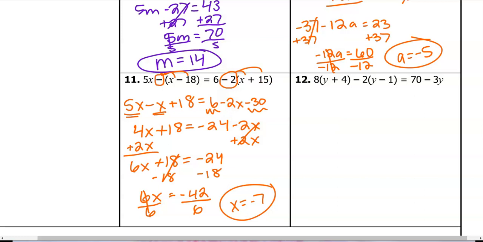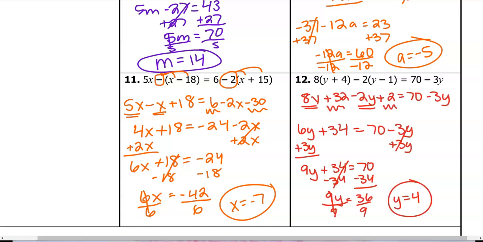Yep, I'm going to throw you into the wolves. Yep, you're doing number 12. You can do it. Lots of stuff going on. I believe in you. You do number 12. All right, for 12, you should get y equals 4. Y equals 4 for that last one.